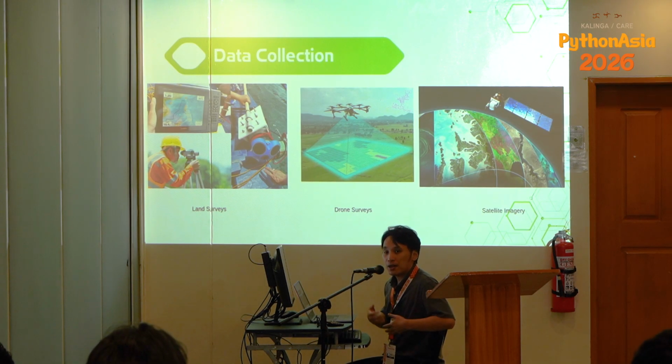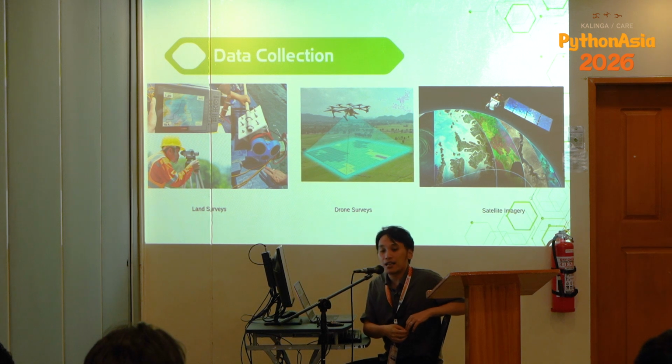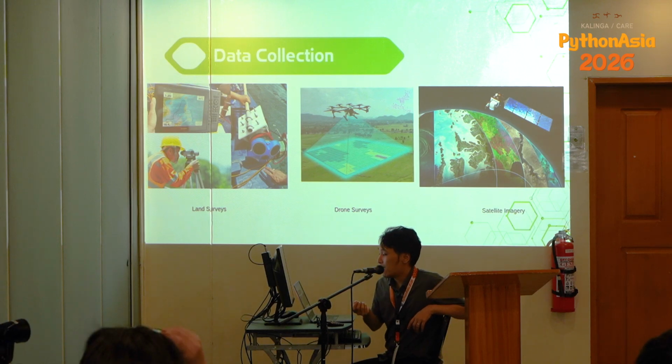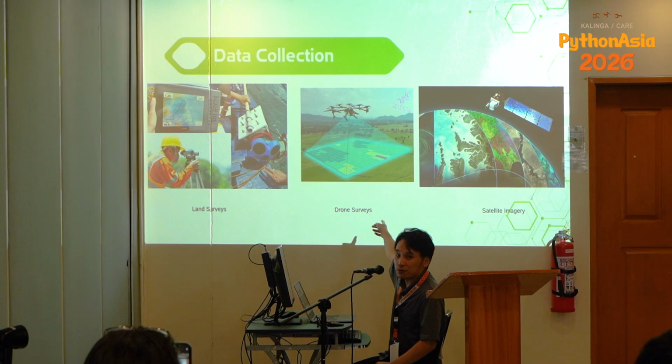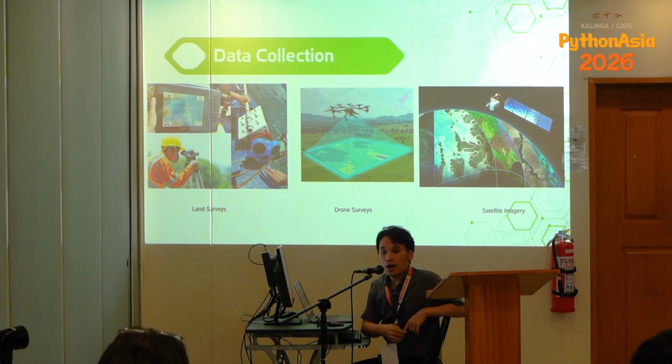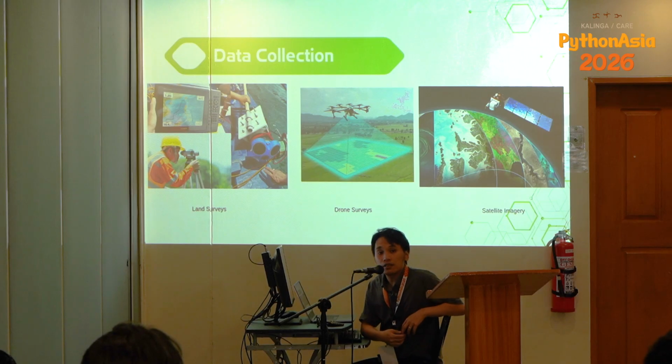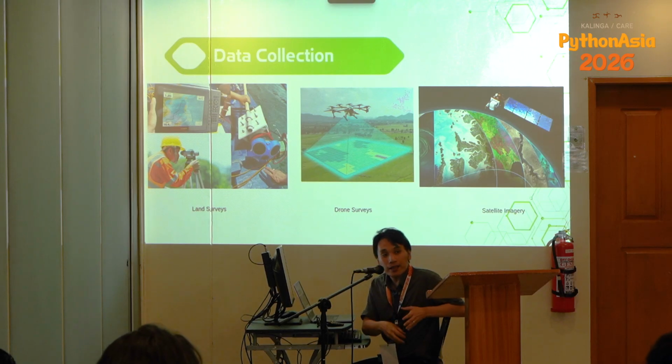So when we think about spatial data, we need to understand, when we build any machine learning systems, where that data came from. A lot of the data that we get are from land surveys, drone surveys, or even GPS or satellite imagery. And I want to highlight here that the way the data is collected affects how you want to process it.